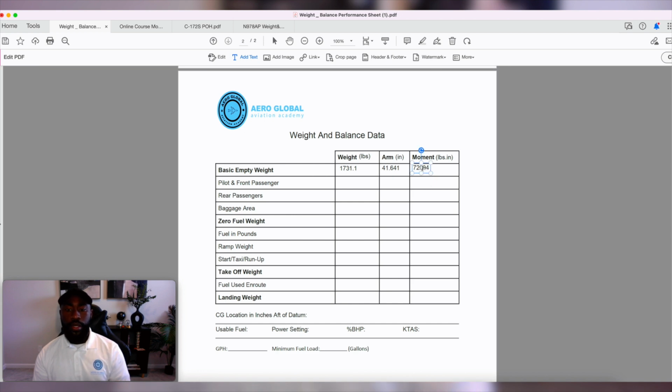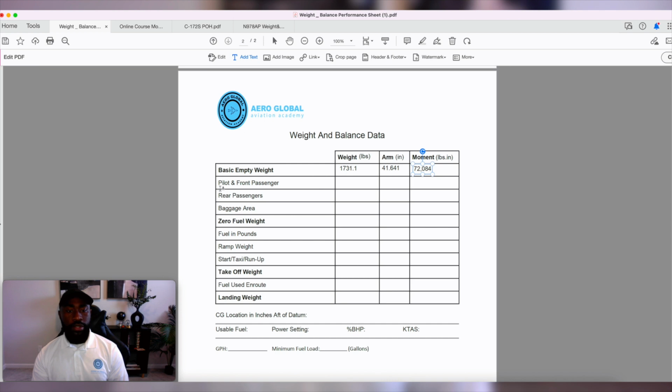So I have these numbers here basically. So that's the first step right there. So just to highlight again, make sure you check the POH for the specific aircraft and get the basic empty weight from the aircraft. And always make sure you return the POH back in the aircraft, because it always has to be in the aircraft. You cannot take it away from the aircraft.